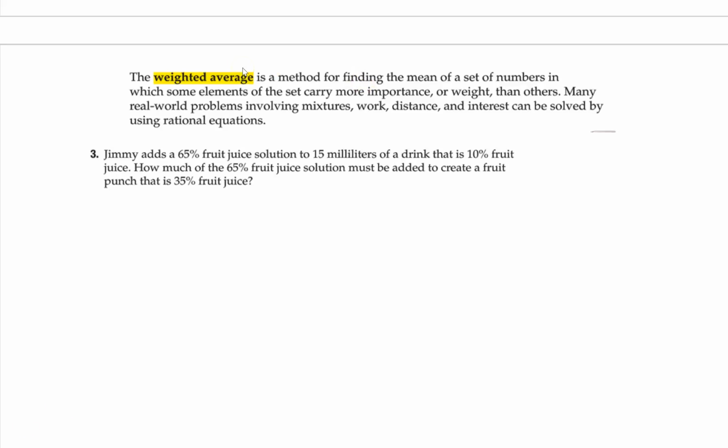So we're going to focus on two types of application problems. One being a mixture problem, that's what we're going to do right here, and then one being a work rate problem. So first up with a mixture problem. In this, the best way to do this is by example.